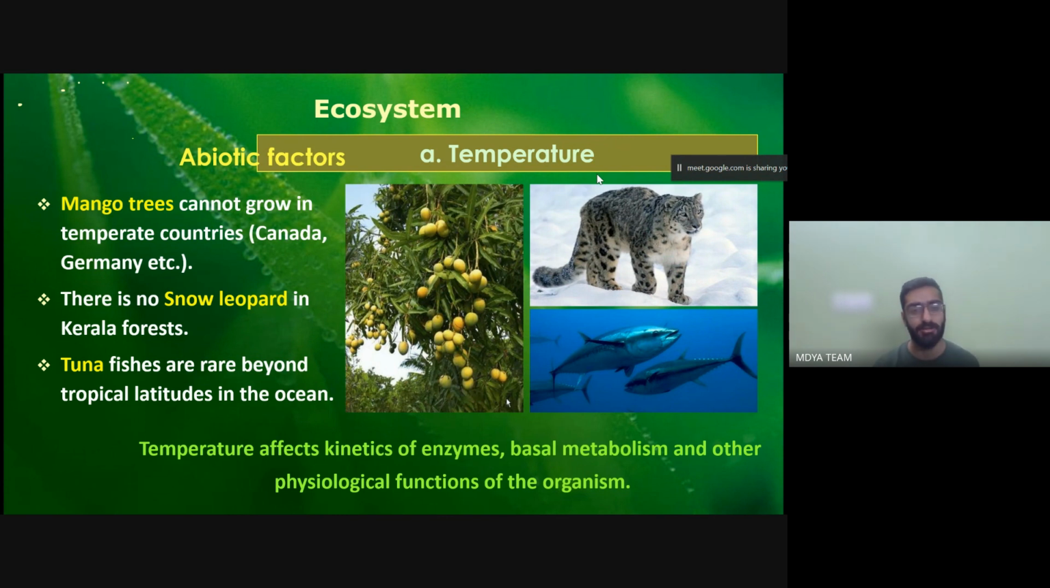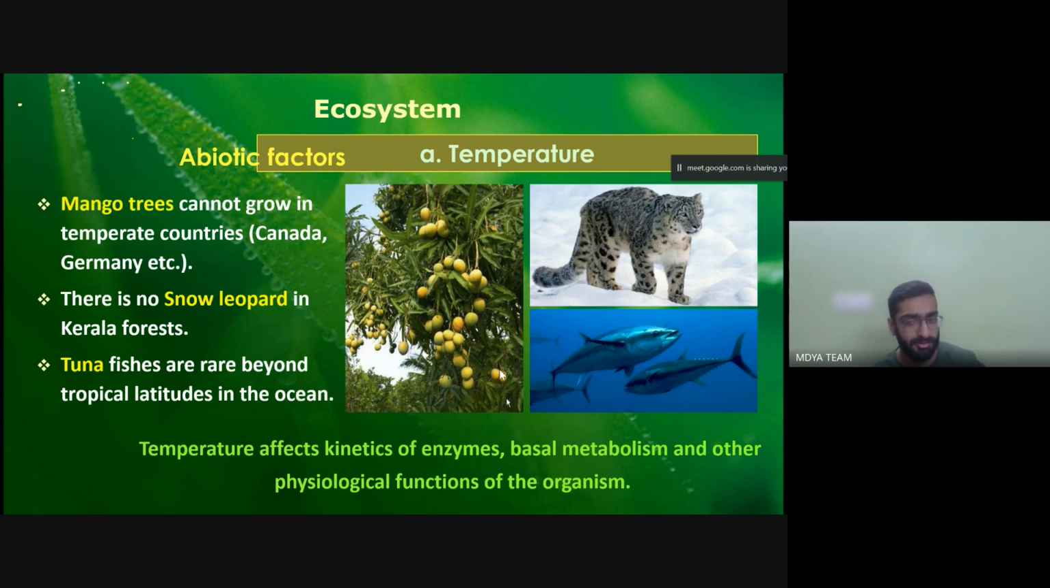And then we also know another example of how temperature affects the ecosystem. The tuna fishes, which are very much rare beyond the tropical latitudes in the ocean. Okay, so just below that we are able to find them, but beyond that we are not able to find the tuna fishes. Okay, so temperature affects the kinetics of the enzymes, the basal metabolism, and other physiological functions of the organism.